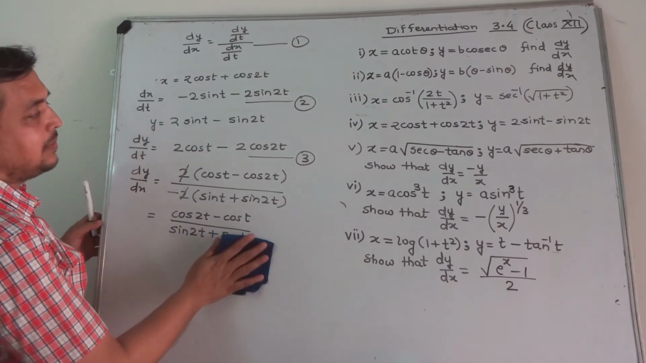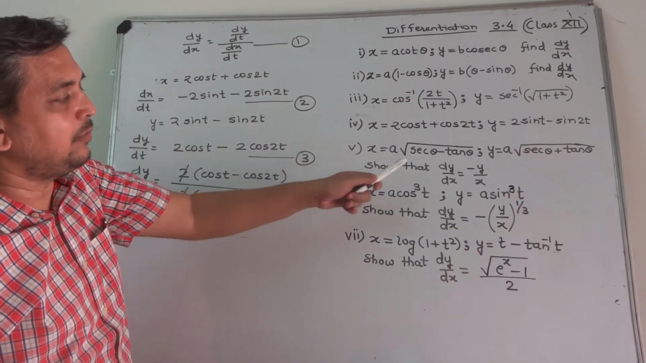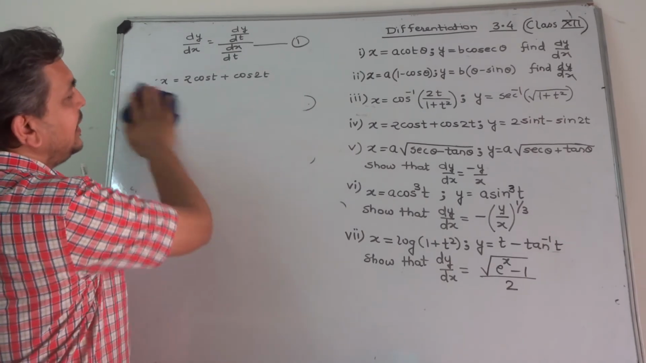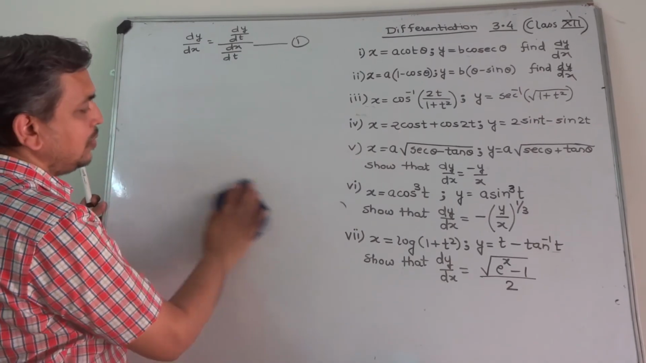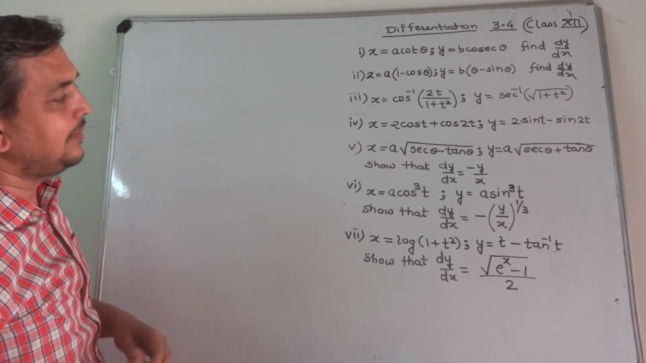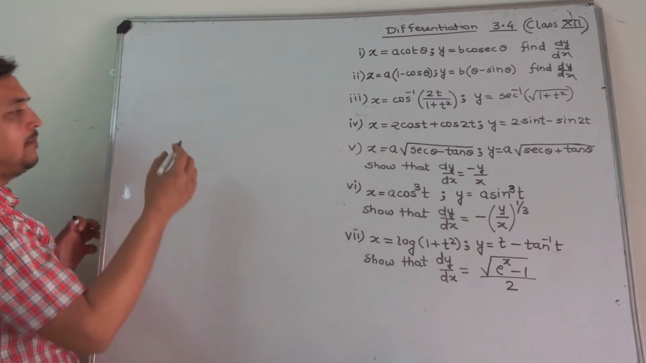Now students, see question number 5. In this we have to show that dy by dx is equal to minus y by x. So we do not only solve this for dy by dx, but we make the adjustment and get the answer as this. So let us see how to solve.